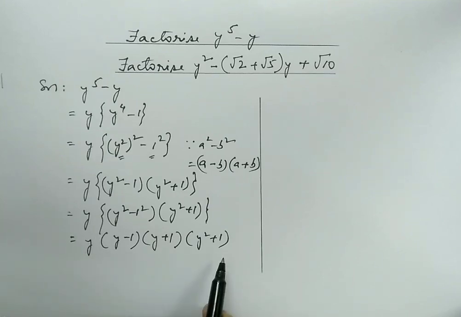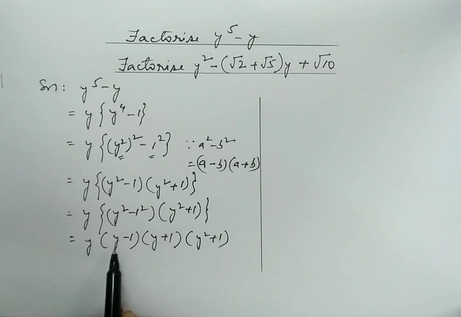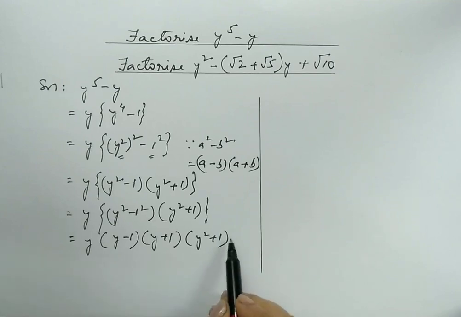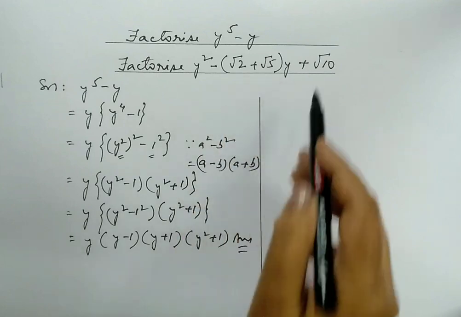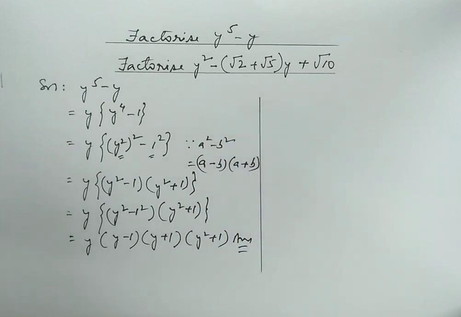So look at it how it is. We are getting in total 5 as the power of y: 1 here, 1 here, 1 here and 2 there. Alright guys, so this is our answer. Now should we travel to the next one?